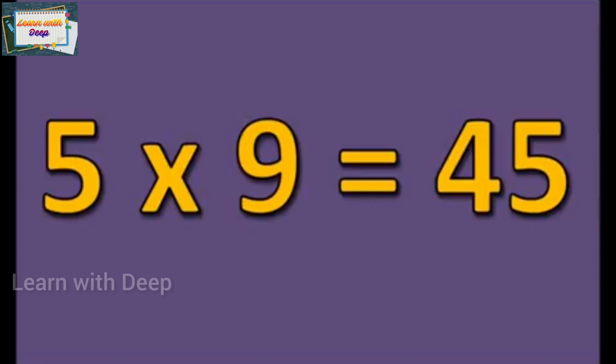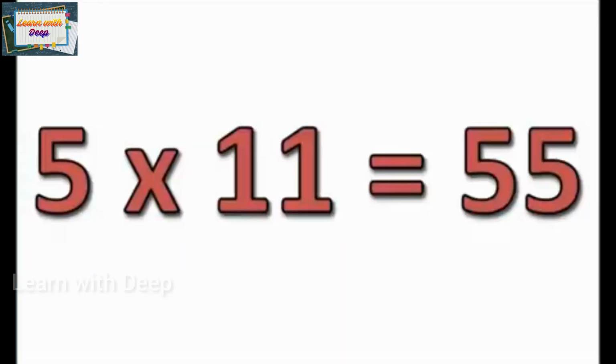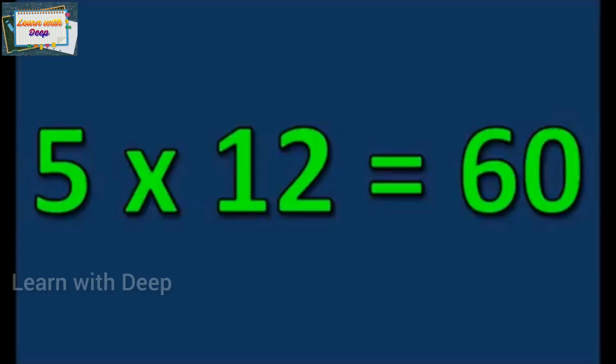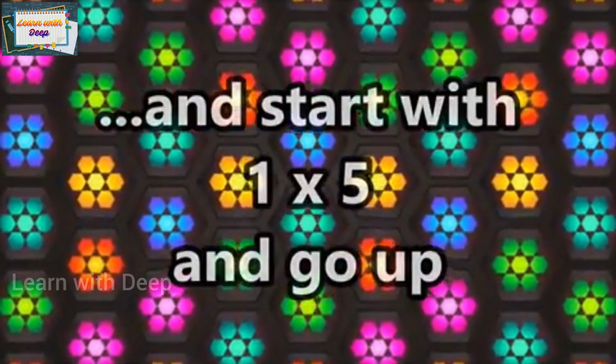5 times 9 is 45. 5 times 10 is 50. 5 times 11 is 55. 5 times 12 is 60. Excellent job, everyone. Alright, now it's time for us to turn the numbers around and start with 1 times 5 and go up. Ready? Here we go.